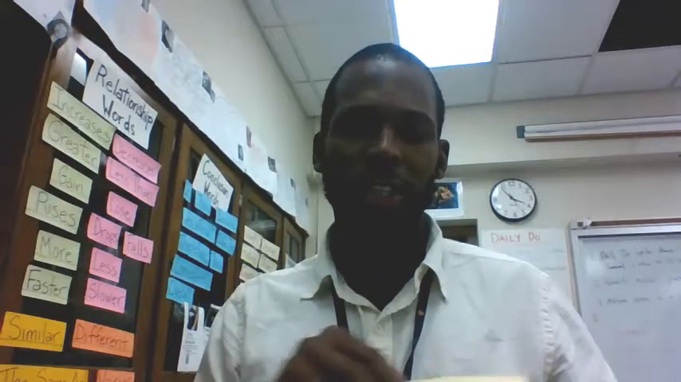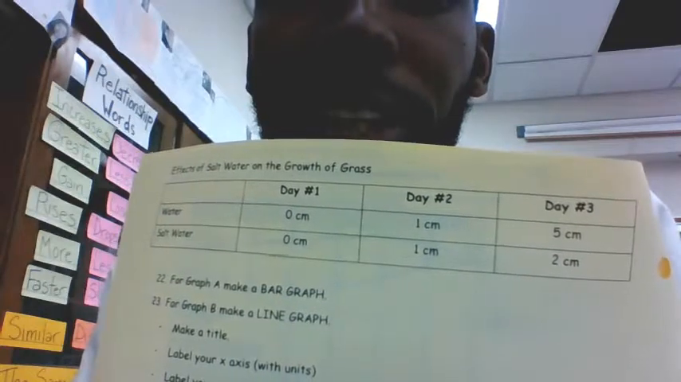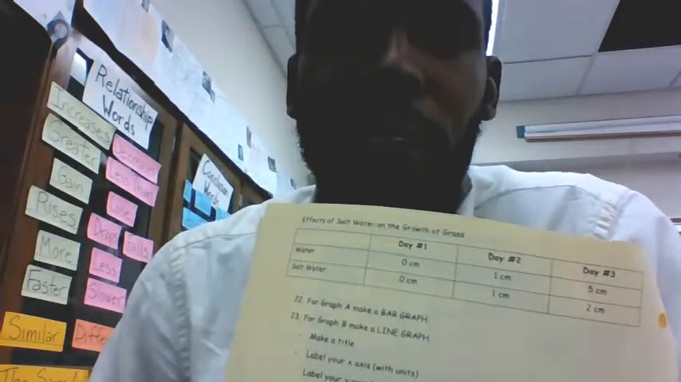Another example we do is we take some data and have students take some data about the effect of water and salt water on the growth of grass. And once again, we have to make a bar graph and a line graph. So we're practicing making graphs and analyzing data. We've done that a lot in class for the past 7-8 weeks.